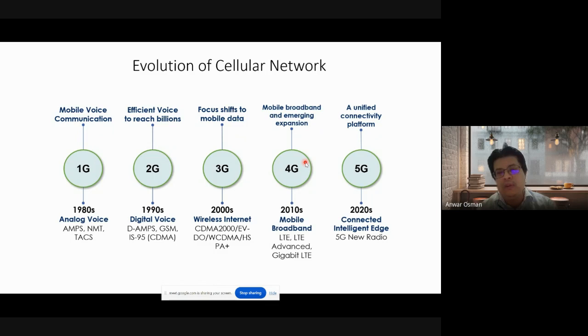Now, we all know that 5G has been launched. So what is the difference now? For 5G, the difference will be in the use cases, right? So we have enhanced mobile broadband, which is the enhancement of the mobile broadband that we see in 4G. And then we have the other two use cases, which are meant for industry, which are ultra low latency, as well as massive machine connectivity.